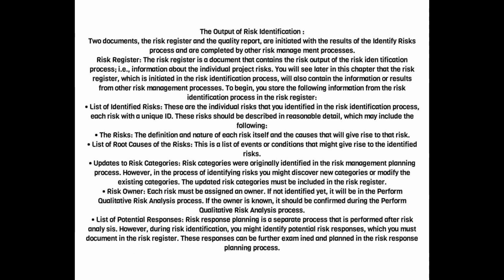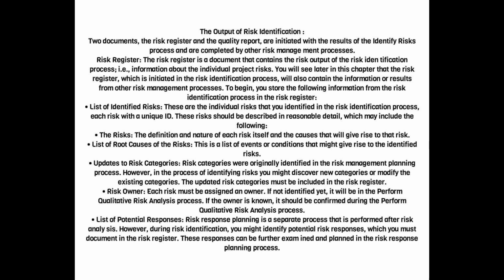The output of risk identification. Two documents, the risk register and the quality report, are initiated with the results of the identify risks process and are completed by other risk management processes. Risk register. The risk register is a document that contains the risk output of the risk identification process, i.e., information about the individual project risks. You will see later in this chapter that the risk register, which is initiated in the risk identification process, will also contain the information or results from other risk management processes.